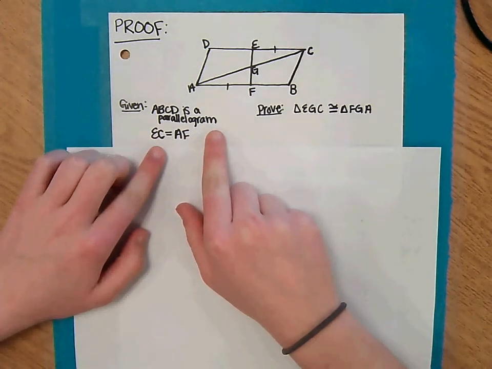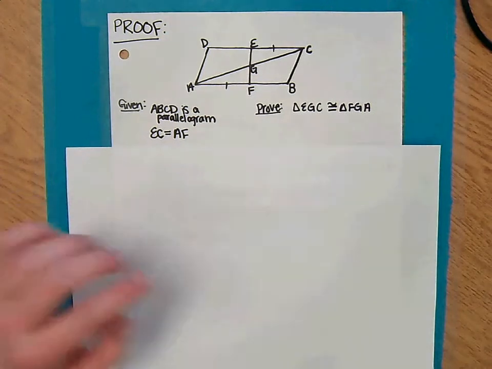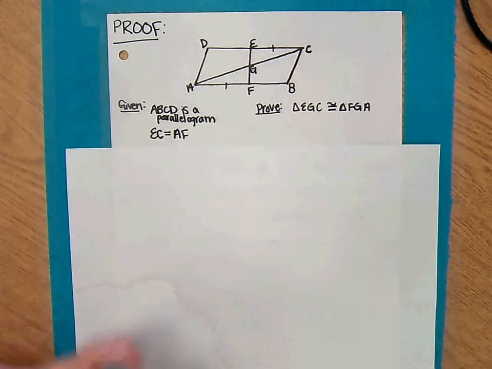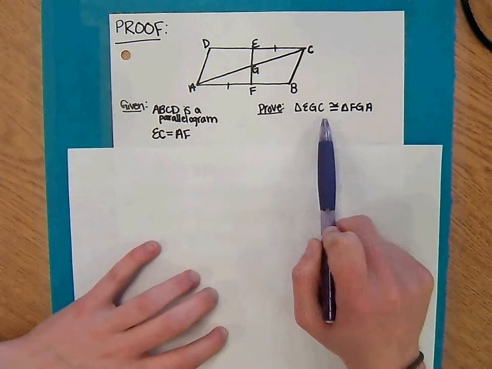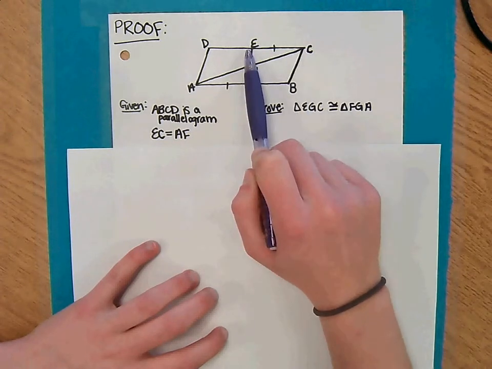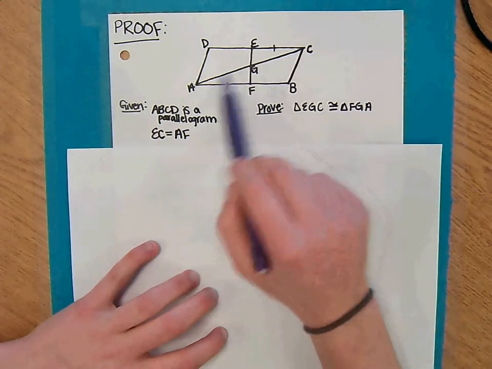And they go ahead and tell us in the given statement that it is a parallelogram. And they also tell us that EC is equal to AF. And I went ahead and did the tick marks to show that those are the same. And they want us to prove that the triangle EGC, which is this triangle right here, is congruent to triangle FGA, which is this triangle right here.